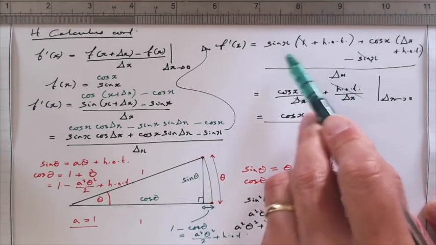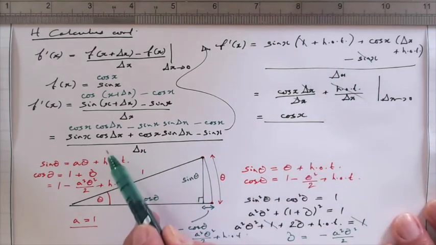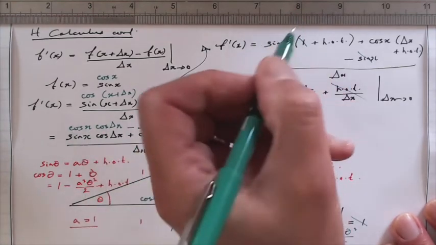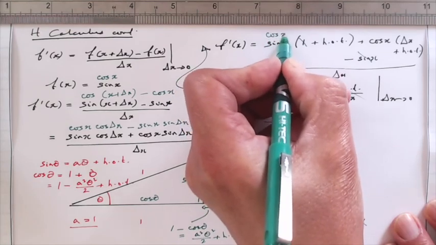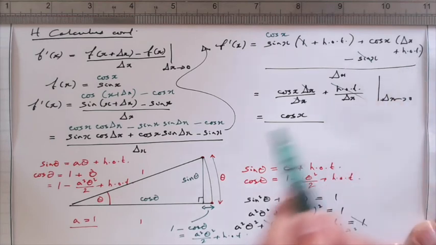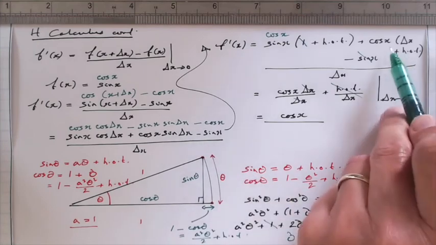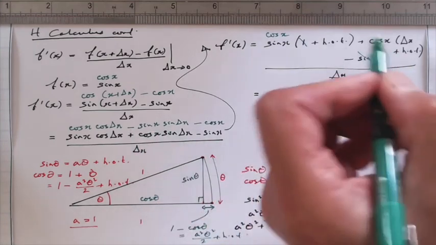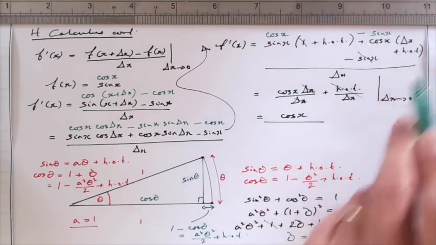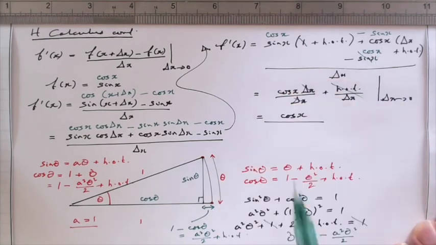instead of having sine x times this 1 plus HOT, the 1 plus HOT is the cos delta x. So instead of having sine x multiplying that, I have cos x multiplying that. And with this bit here, this delta x plus HOT is what we got from the sine delta x. That's the same, but instead of having cos x multiplying that, I have negative sine x. These are the same, and then I'm just subtracting cosine of x from everything at the end.